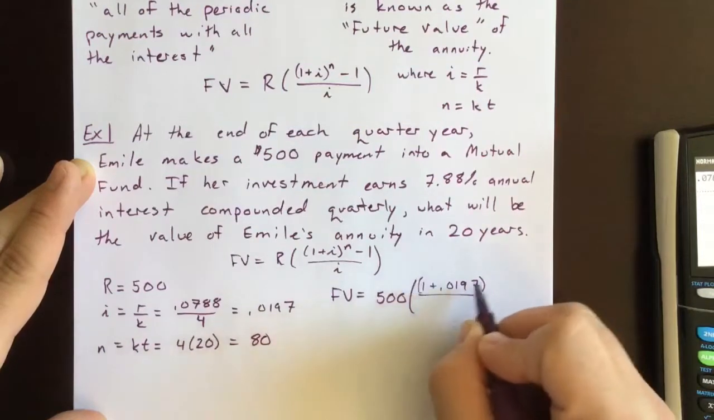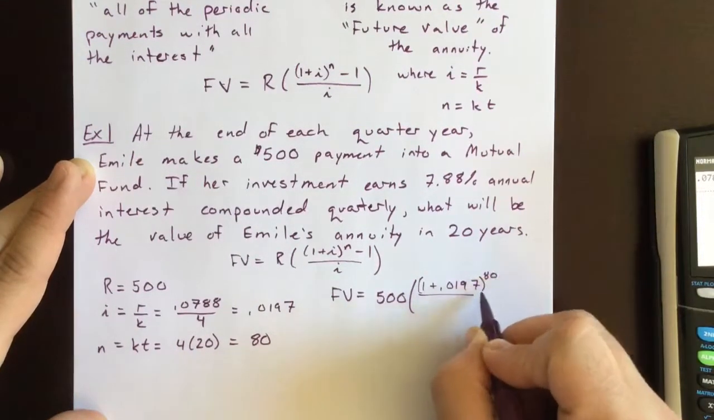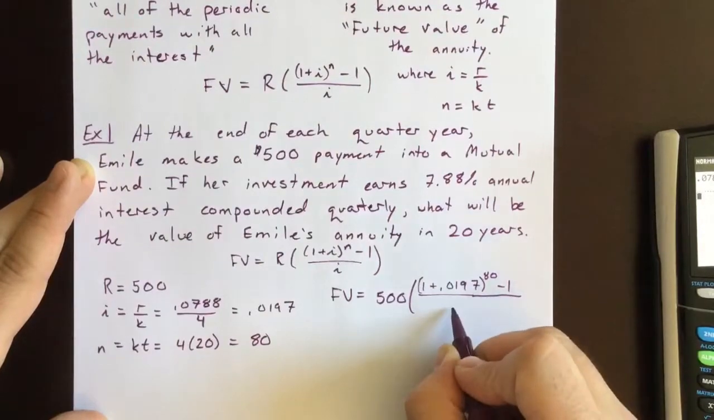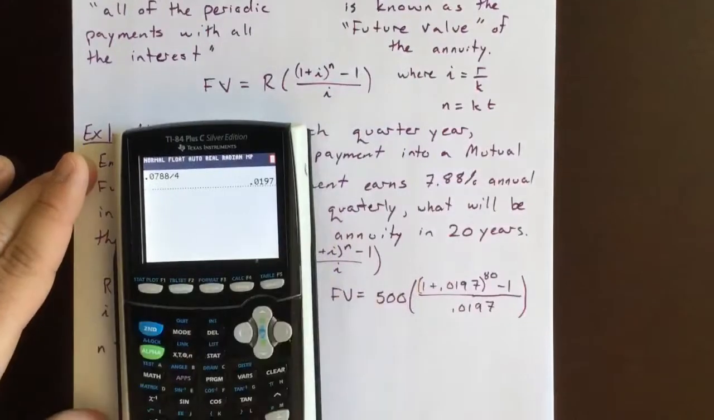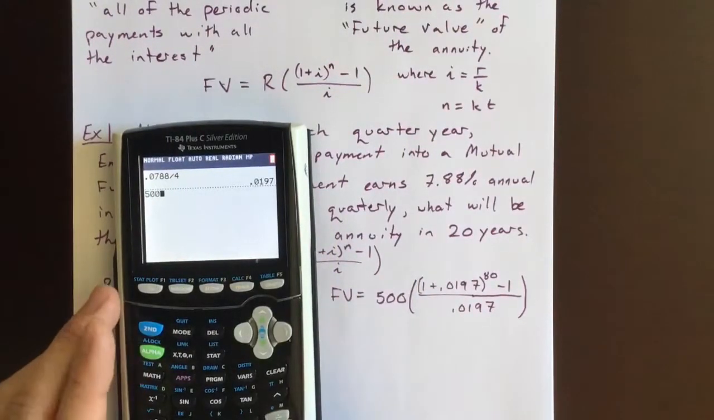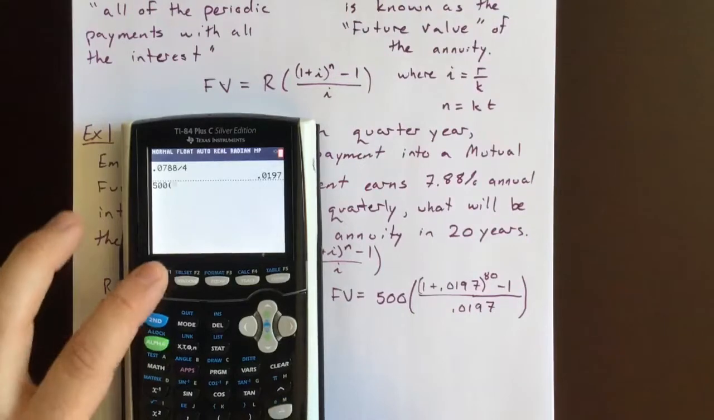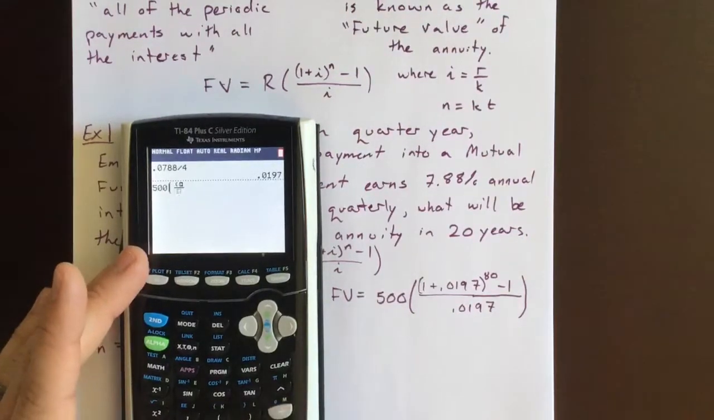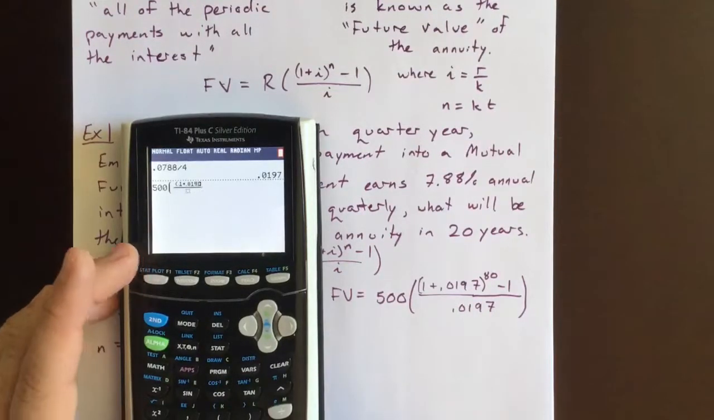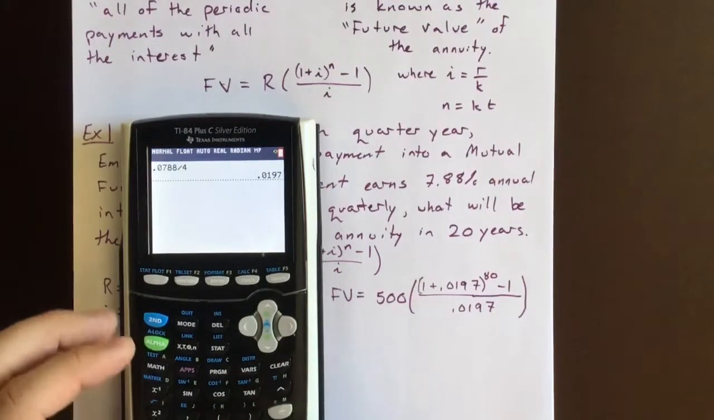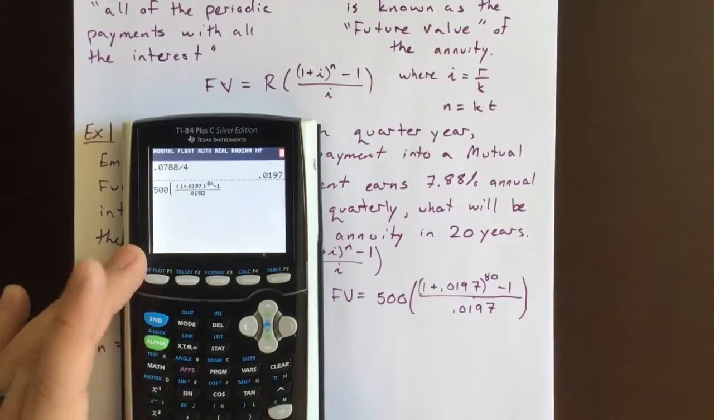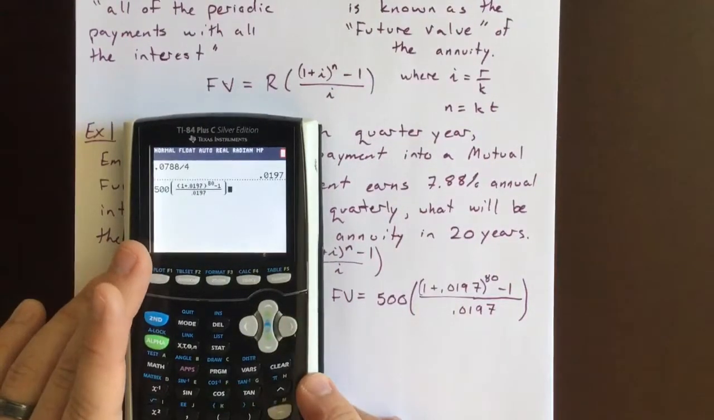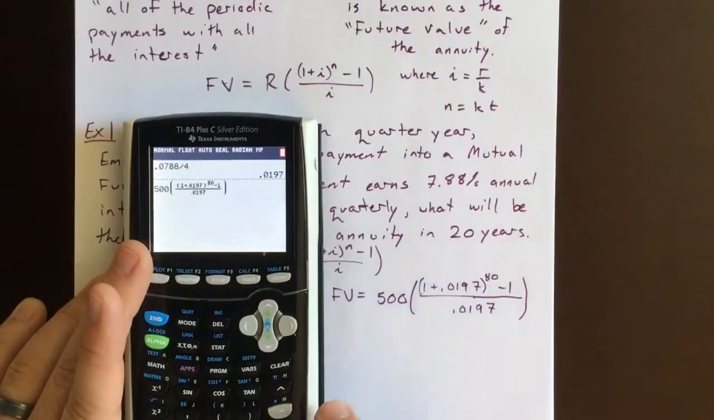This gets raised to 80. You divide by 0.0197. Okay. So in doing this, let's see what we get. So 500 multiplied by, let's use our little fraction bar, 1.1 plus 0.0197 raised to the power of 80 minus 1 divided by 0.0197. Okay, just checking everything over. Everything looks good.